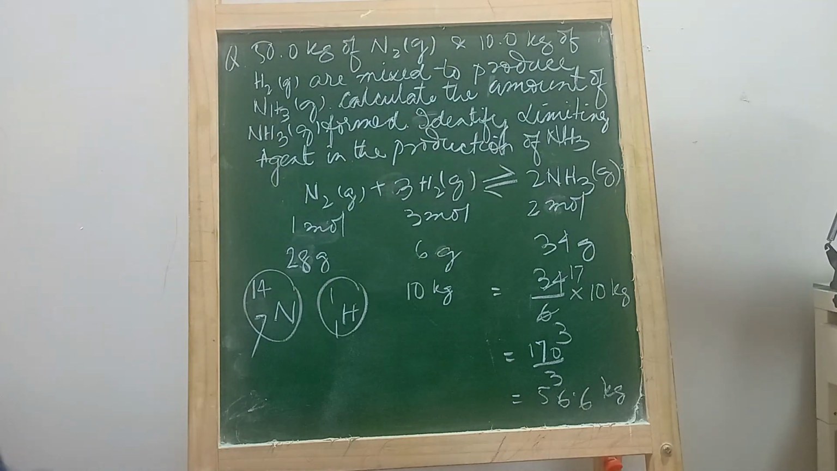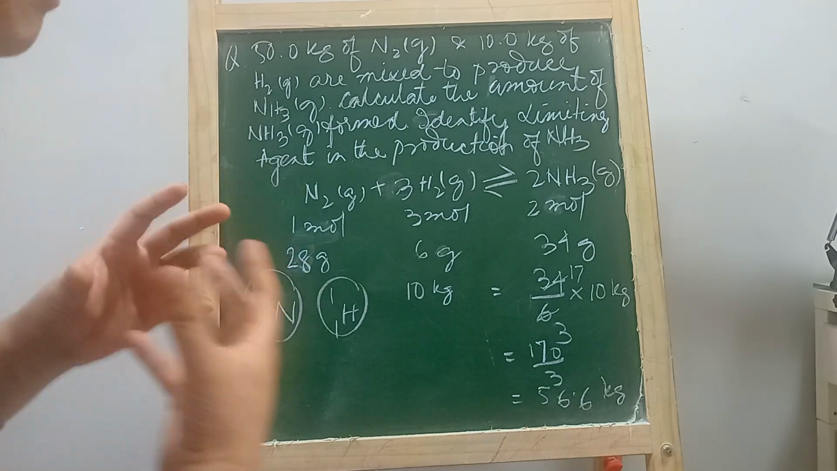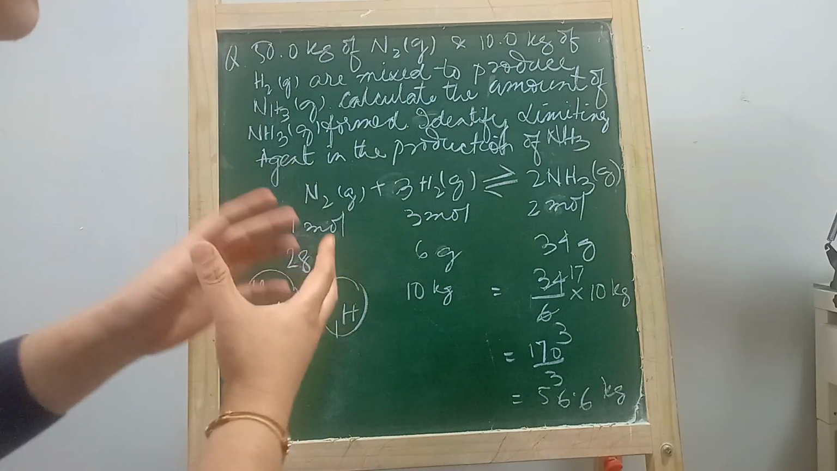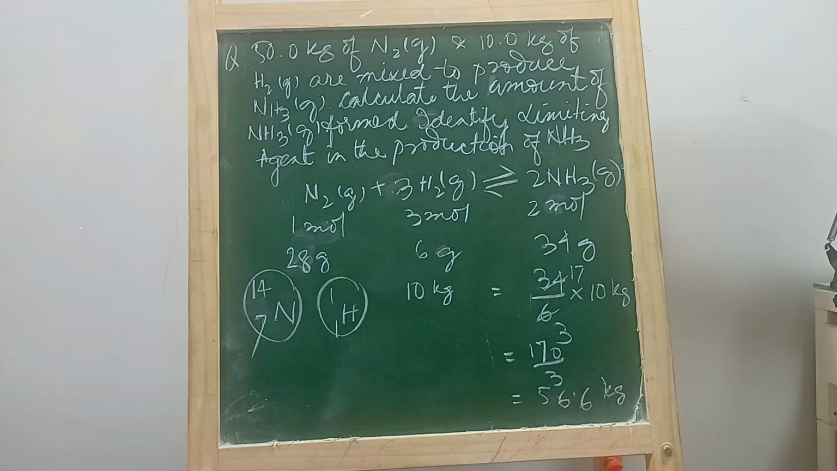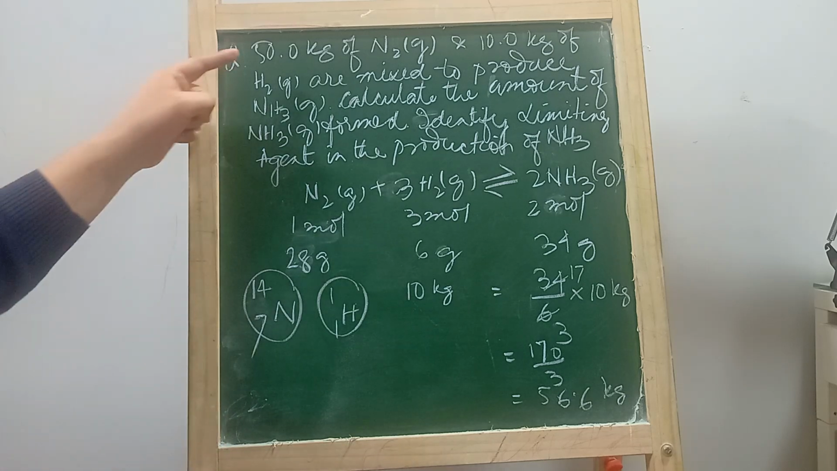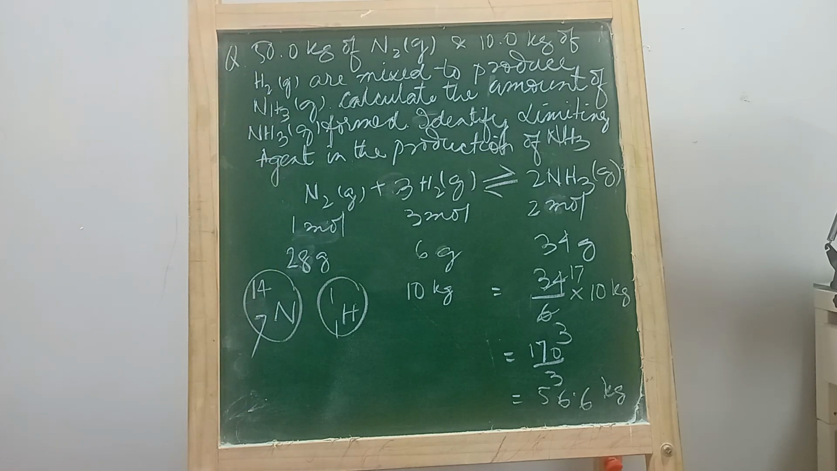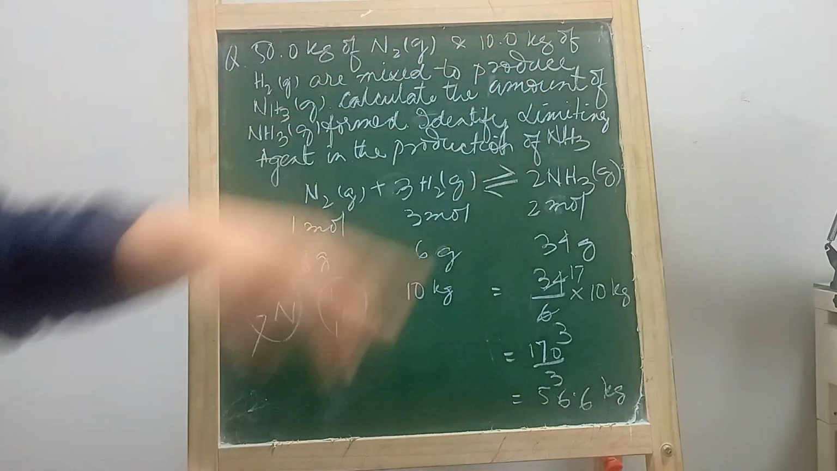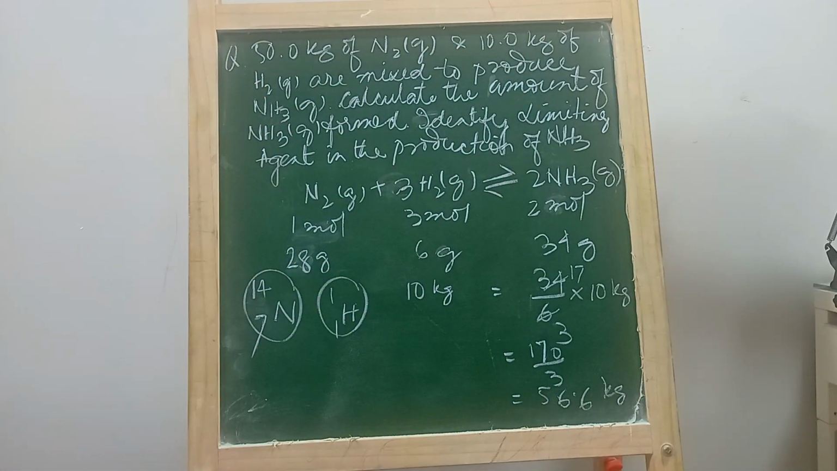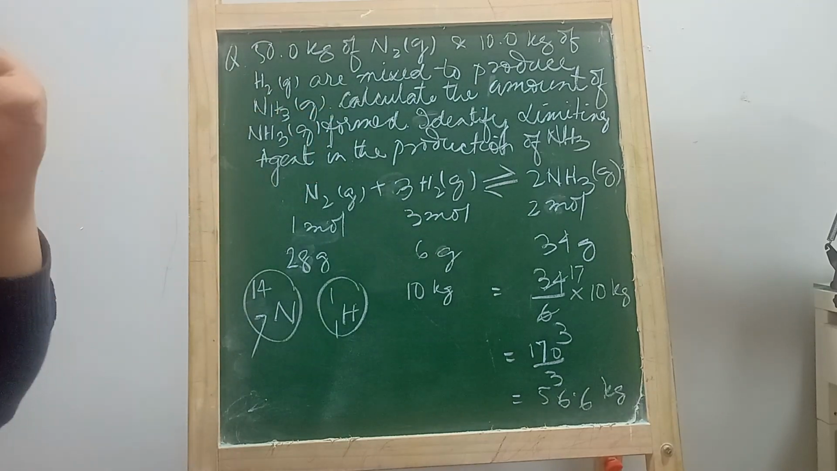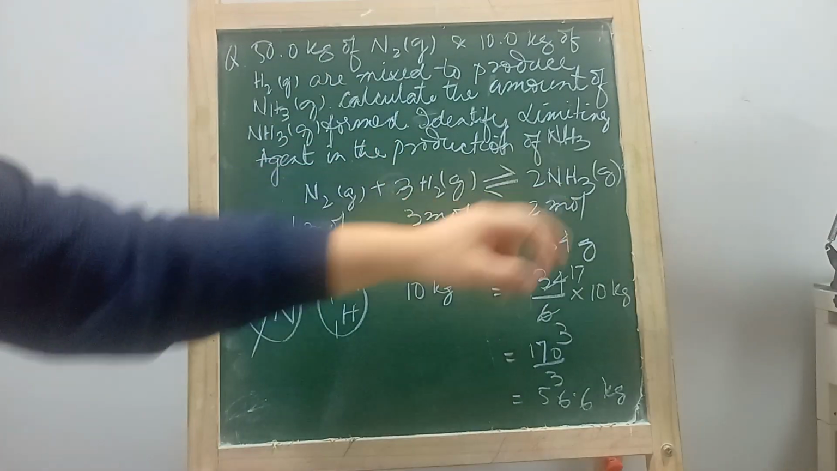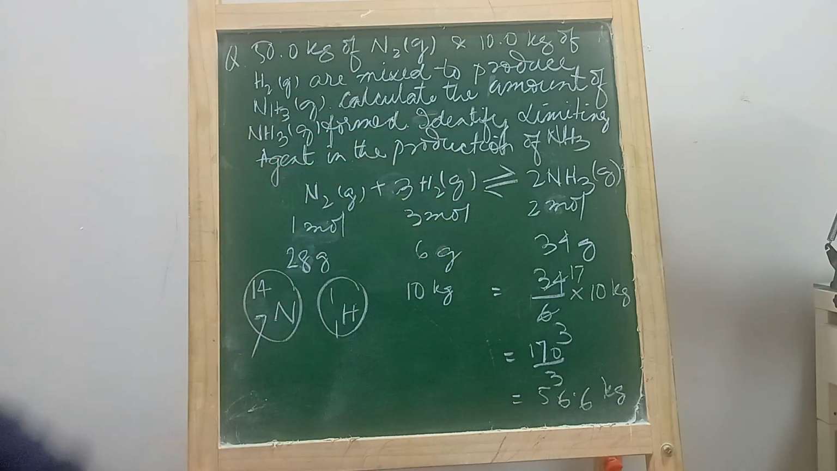Yes, let's try to solve this numerical problem based on the concept of mole and the limiting reagent in a chemical reaction. The question says that 50.0 kilogram of nitrogen gas and 10.0 kilogram of hydrogen gas are mixed to produce ammonia NH3 gas. Calculate the amount of ammonia produced and identify the limiting agent in the production of ammonia.